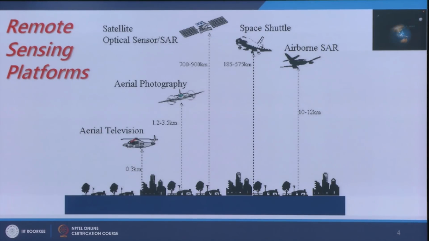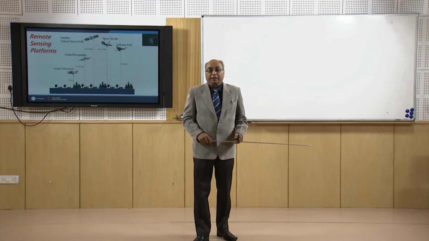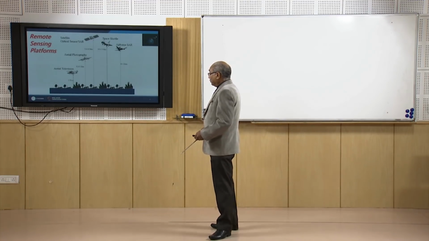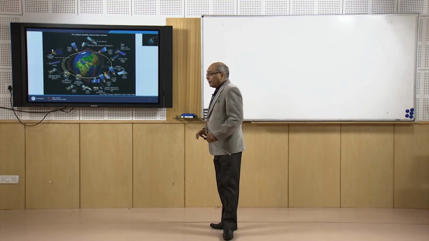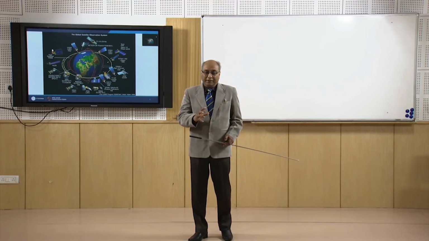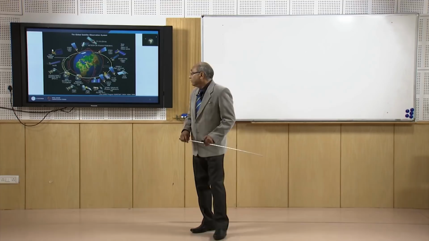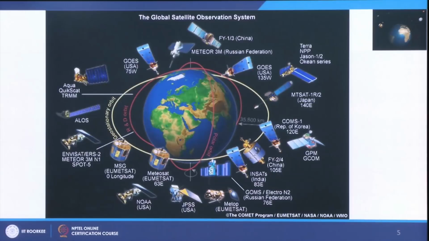Nowadays one more thing we can add here is that UAVs, unmanned vehicles, are also being used in remote sensing as well. As I mentioned earlier, nowadays the earth is enveloped with hundreds of satellites launched by different countries. As you can see, the cluster of different satellites is there.